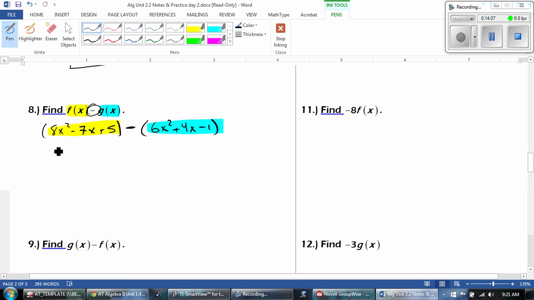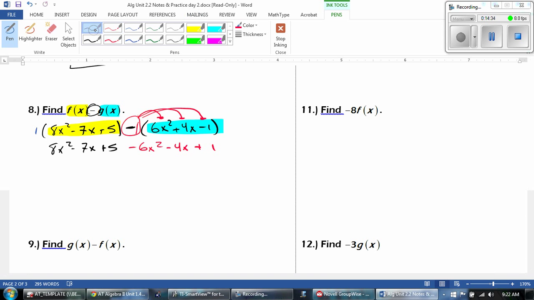So we talked about distributing. Now, I'm not really distributing anything in the front because it's a positive 1. But in the back, it's a negative 1. So you need to make sure that you distribute that negative sign to everything. If you look, the only thing that's really changing are my signs. Now that I've done that, I can go through and combine my like terms.